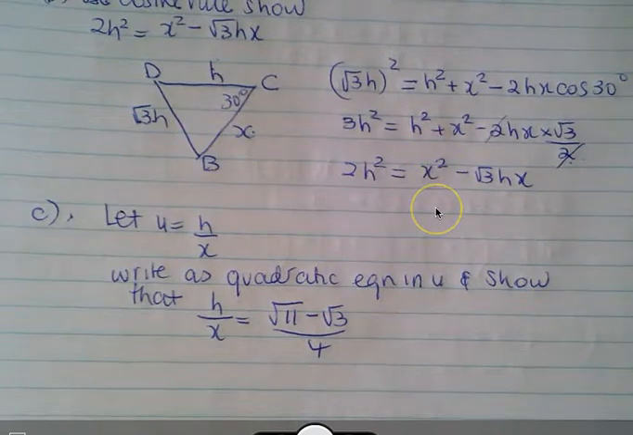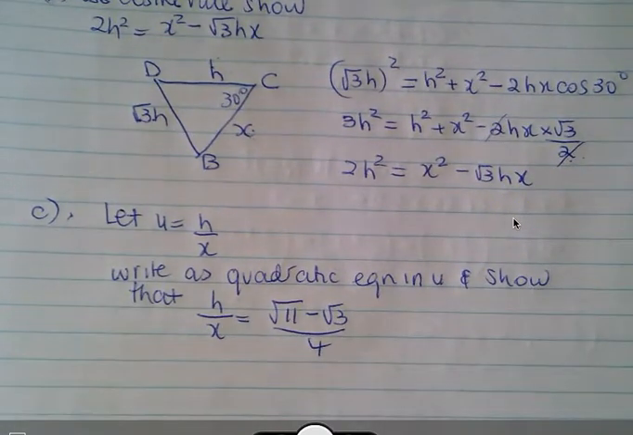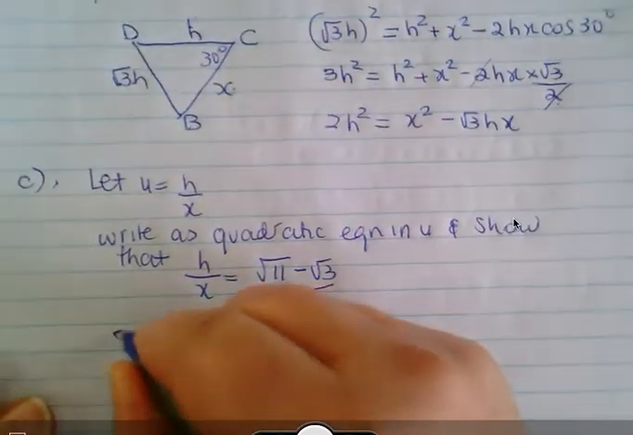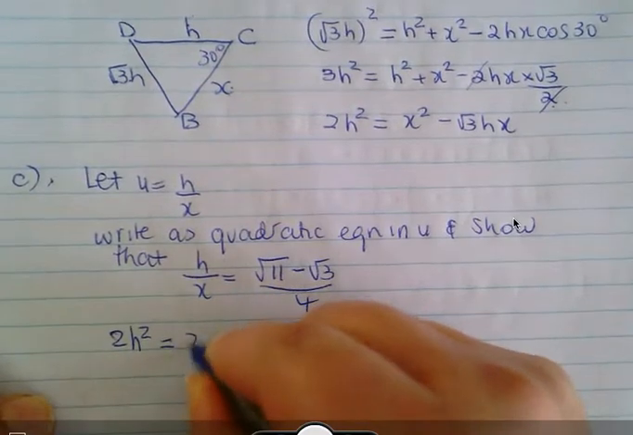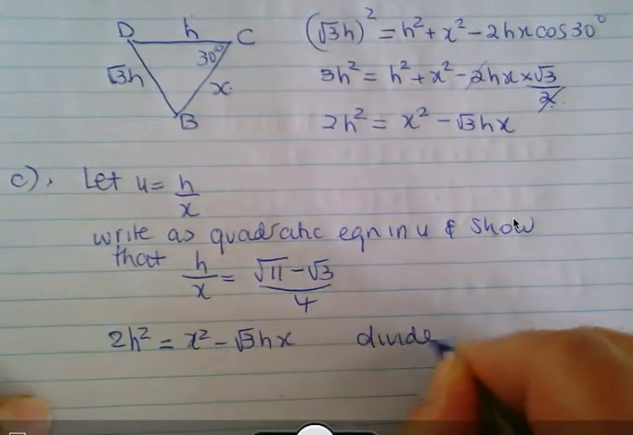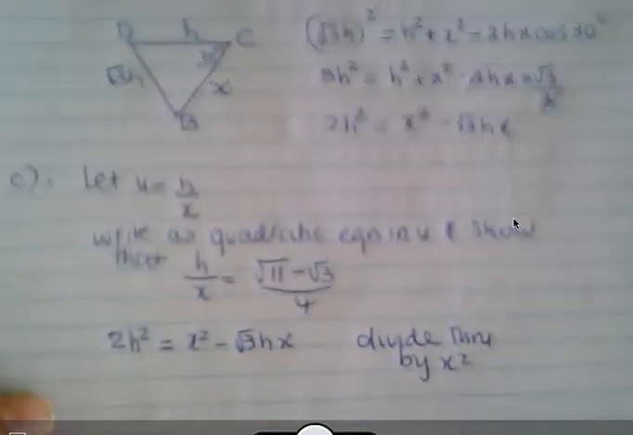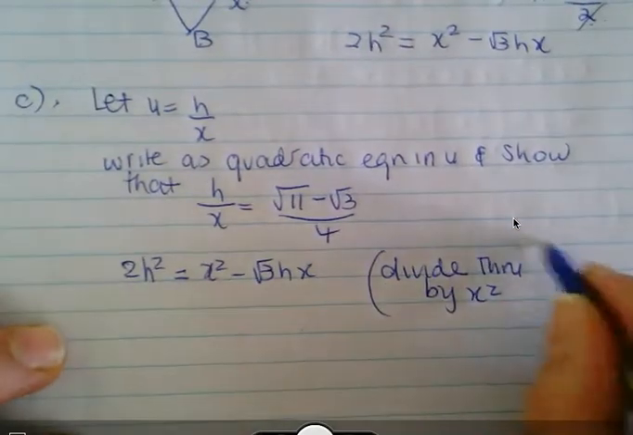I'll have x squared over x squared is 1, which is my constant. And hx over x squared is going to give me h over x, which is just an ordinary u. So that's how we're going to do this. We're going to take this result, 2h squared equals x squared minus root 3hx, and we're going to divide through by x squared. Now, you'll see what that's going to give you.